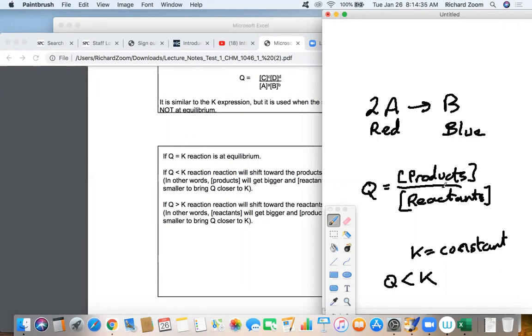And what's going to happen here is the product's concentration is going to have to increase and the reactant's concentration is going to have to decrease. Now that's going to happen automatically. If the products are increasing, the reactants automatically have to be decreasing because the reactants are turning into products. So if the products are going up, the reactants have to be going down. That's how it is. Does anybody have any questions? So if Q is less than K, the reaction will go towards products.